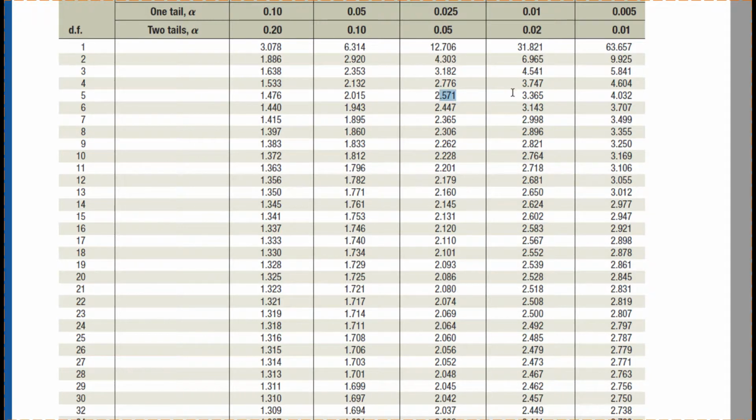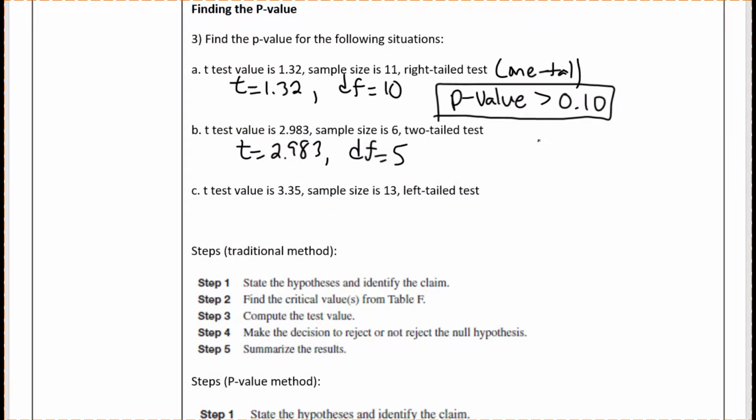So it looks like it's between these two numbers, that one and this one. So that means if we go to the two-tailed, we are between these two numbers, 0.05 and 0.02. So since we're between those two numbers, our p-value is between those two. So our p-value is bigger than 0.02, but it's less than 0.05.